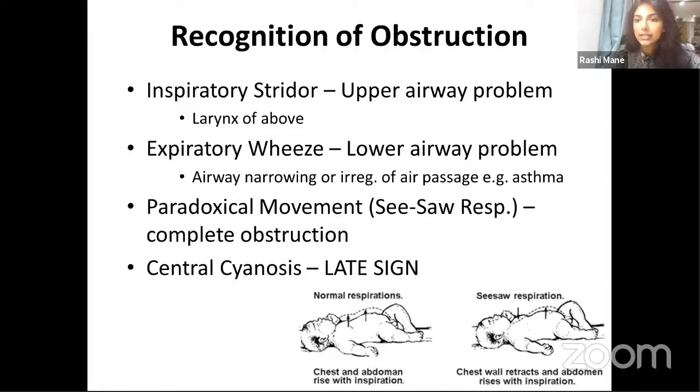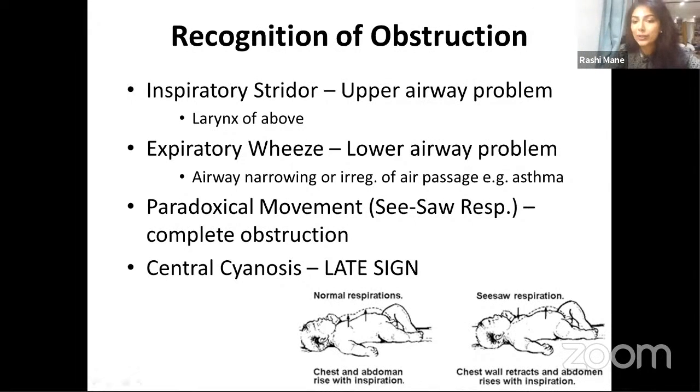The second one is expiratory wheeze. Now, this is a lower airway problem. So this is when you've got problems like asthma. This can cause you to feel out of breath when you're expiring. Then you have your paradoxical movement, which is basically known as the seesaw respiration.